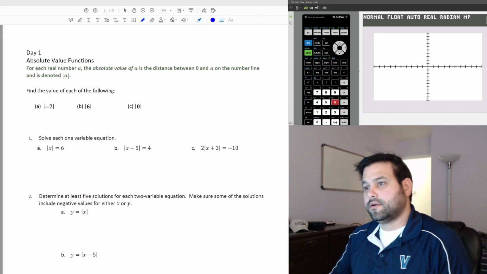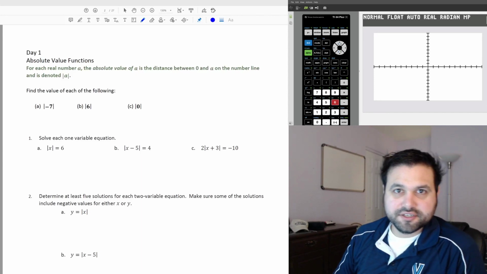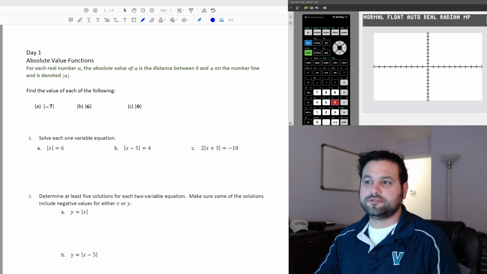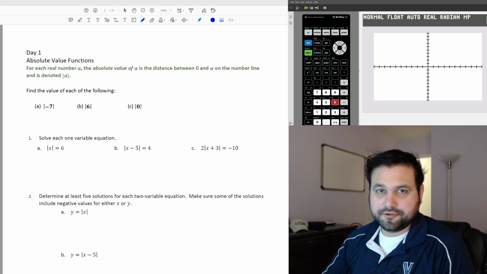All right, we are done with Unit 5. We're moving into Unit 6. Day 1 here in Unit 6 of other functions, we're going to start talking about absolute value functions.